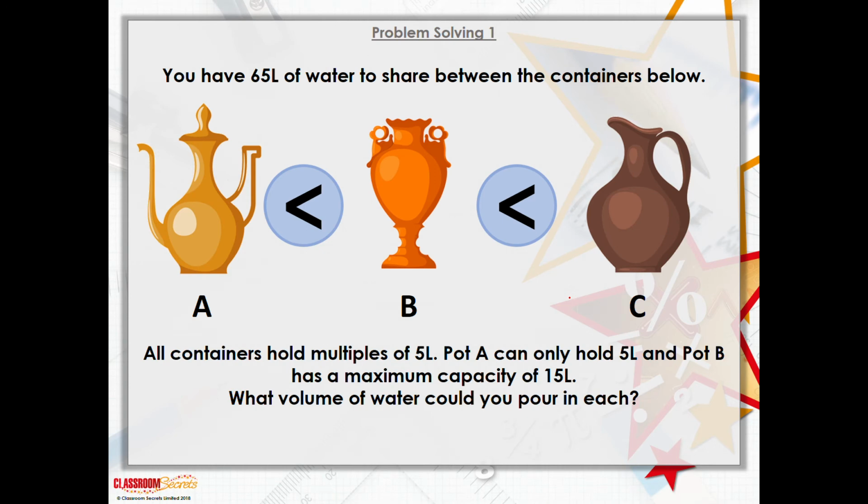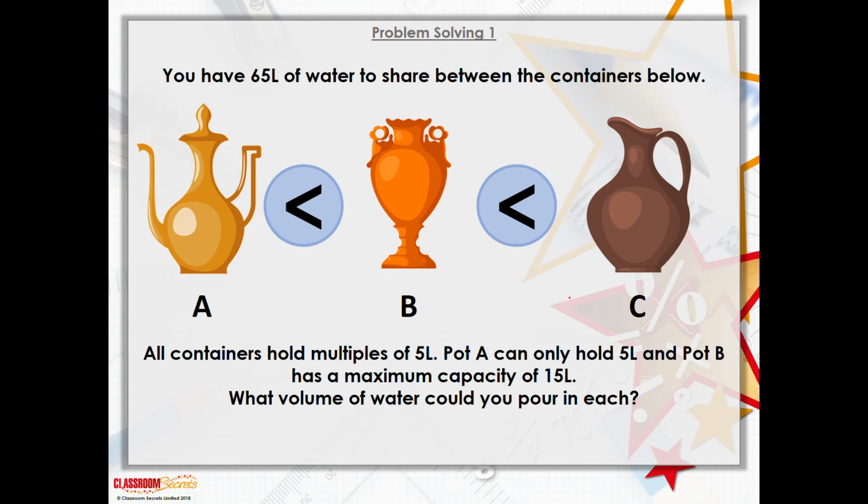Okay, moving on then to our problem solving. Really important every time we do our problem solving that we're reading these questions really carefully. So you have 65 litres of water to share between the containers below. All containers hold multiples of 5 litres. Pot A can only hold 5 litres and pot B has a maximum capacity, so it can't be any higher, it can't be any more than 15 litres. What volume of water can you pour in each?